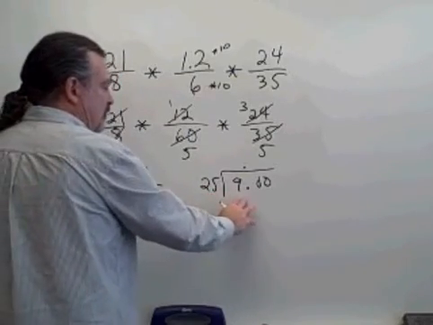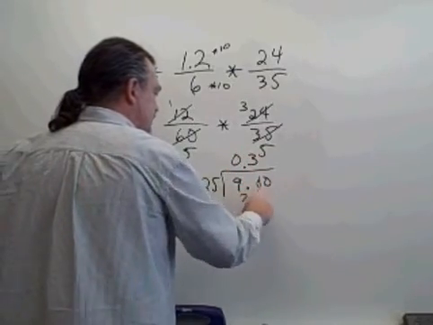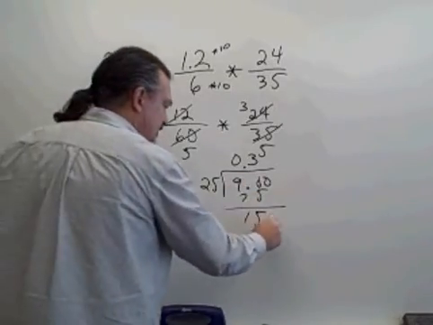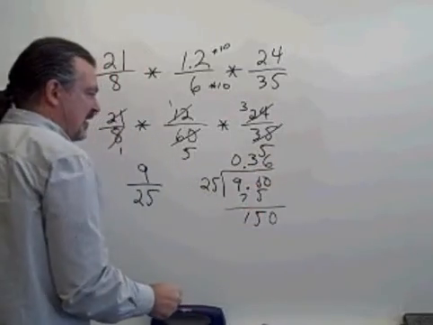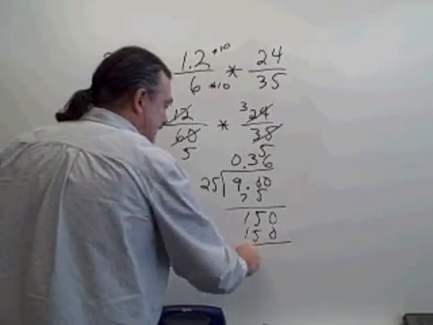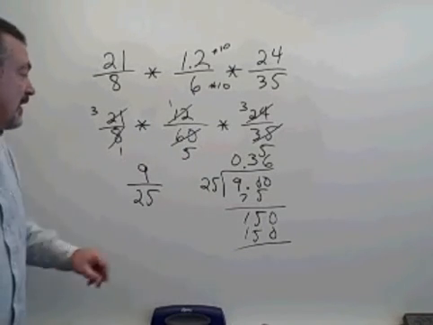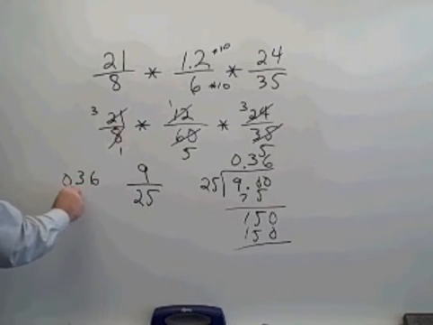So 25 won't go into 9. 25 goes into 93 times, giving us 75, which is 15 when we subtract, bring down the 0. 25 goes into 150 6 times. In fact, that is exactly 150, giving us a remainder of 0. So our answer as a decimal is equal to 36 hundredths. So the answer as a fraction is 9/25, as a decimal is 36 hundredths.